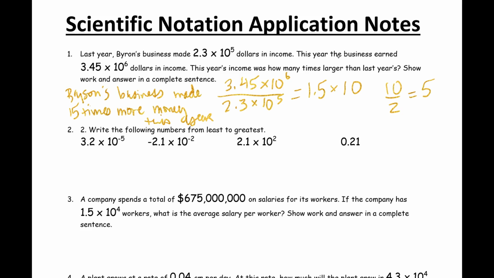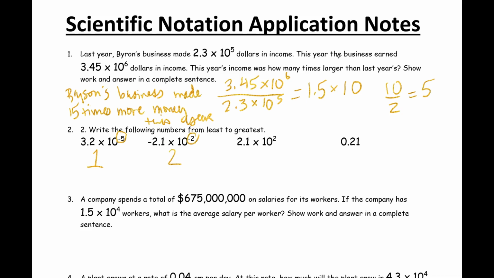All right, number 2. Write the following numbers from least to greatest. So we're going to use some deductive reasoning. Anything raised to a negative power, we learned from the video, means that the number gets smaller. So the larger the negative, the smaller the number. So this has to be the least number. Anything that's negative has to be the least number. That has to be the next least number.